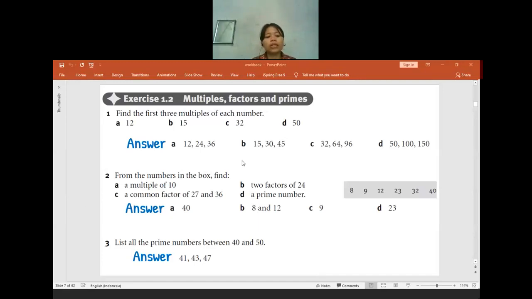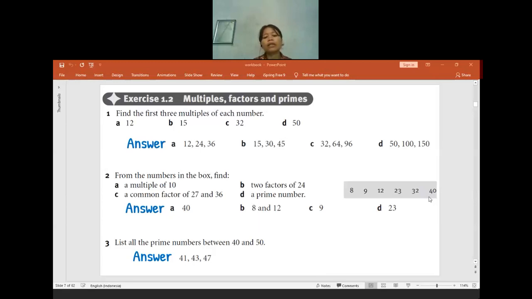Question 2 is the homework, so you can check your answer. Multiple of 10, the last digit will be 0, so it will be only 40. Two factors of 24: we need to find any number that I can use to divide 24. They are 8 and 12.